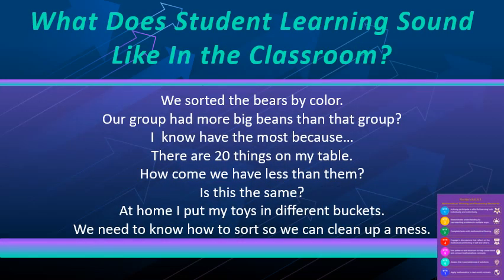So what does student learning sound like in the classroom? We want students to be engaged in discussions in order to informally assess our students' thinking. We want to hear them saying things like, "I sorted the objects by," or "there are blank number of objects in this group and blank number of objects in this group, so there are more of this than this." Students can also discuss the different ways they can categorize the objects and what they notice about them.